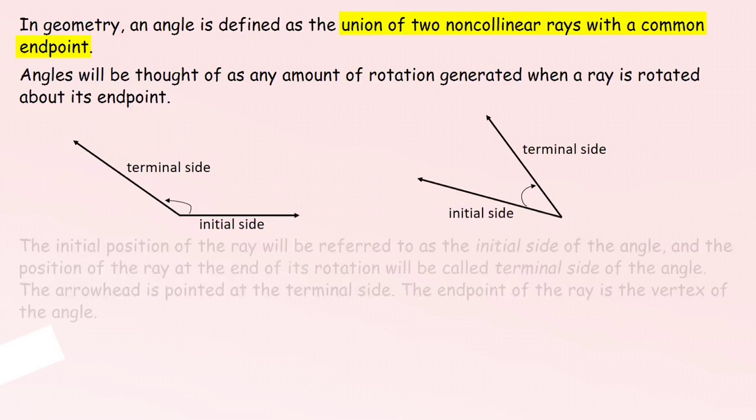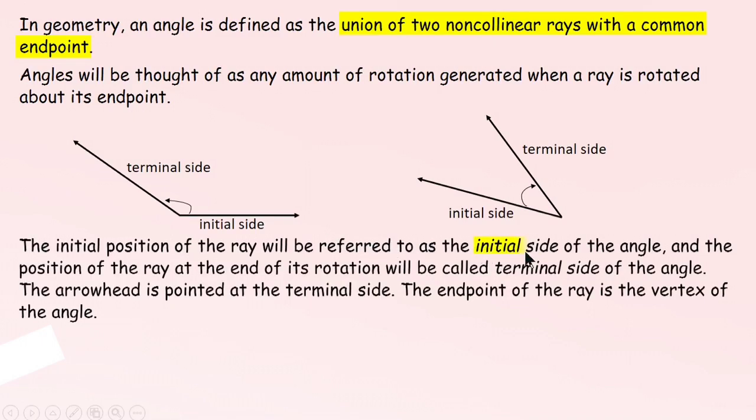The initial position of the ray will be referred to as the initial side of the angle, and the position of the ray at the end of its rotation will be called the terminal side of the angle. The arrowhead is pointed at the terminal side. The endpoint of the ray is the vertex of the angle.